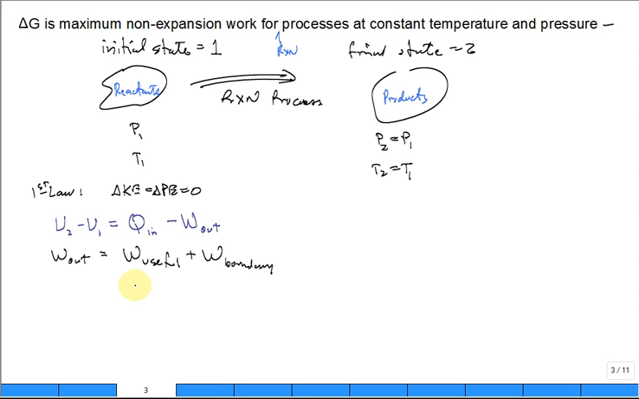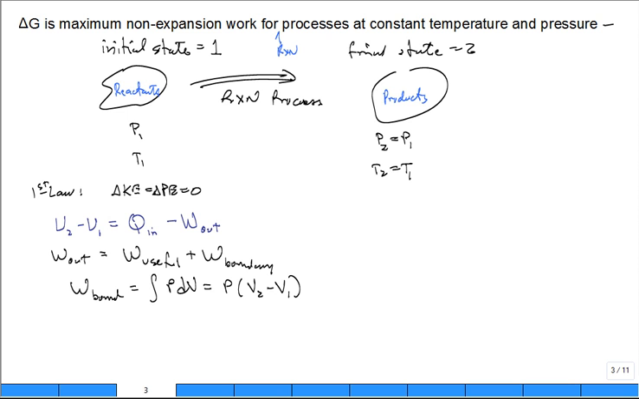What about this boundary work? How can you describe this boundary work? Well, it's happening at constant pressure, isn't it? Is the boundary work equal to the integral P dV? Is that equal to P times the final volume minus the initial volume? If you have no volume change, you have no boundary work. And it's constant pressure, so it's just P dV.